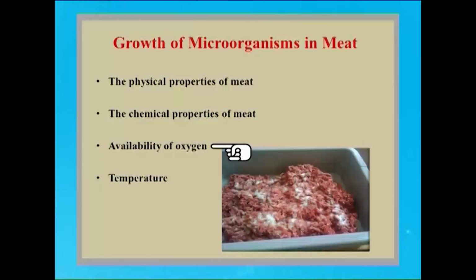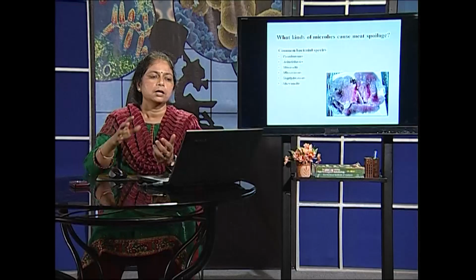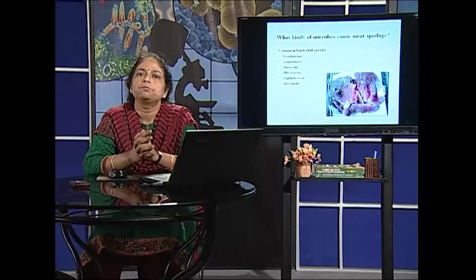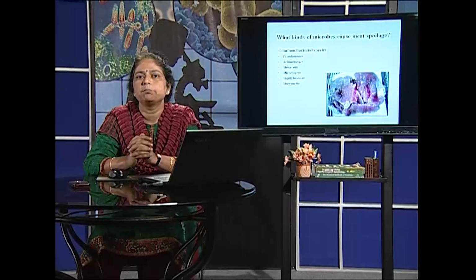The third important factor is the availability of oxygen, whether oxygen is there or not. The presence of oxygen decides which type of microorganisms are going to grow, whether they will be aerobes or anaerobes. And the fourth most important factor that decides the growth on meat is the temperature. That means the temperature to which the meat is going to be exposed, whether it is a low temperature or a high temperature. Now, let us learn about the different kinds of microbes, or we say the microbiota, of the meat.